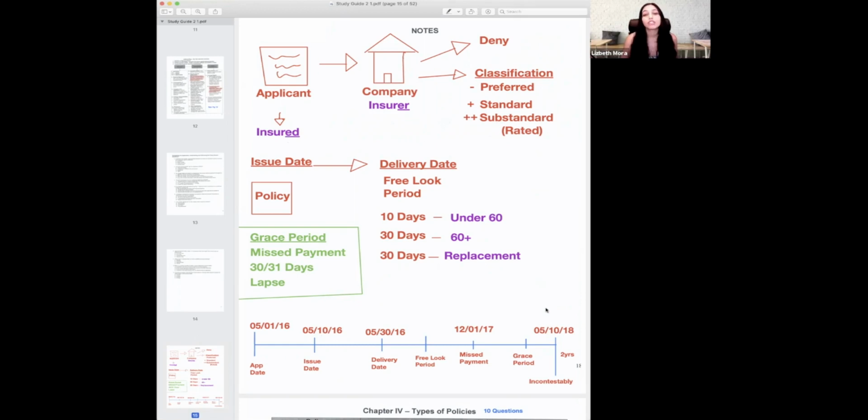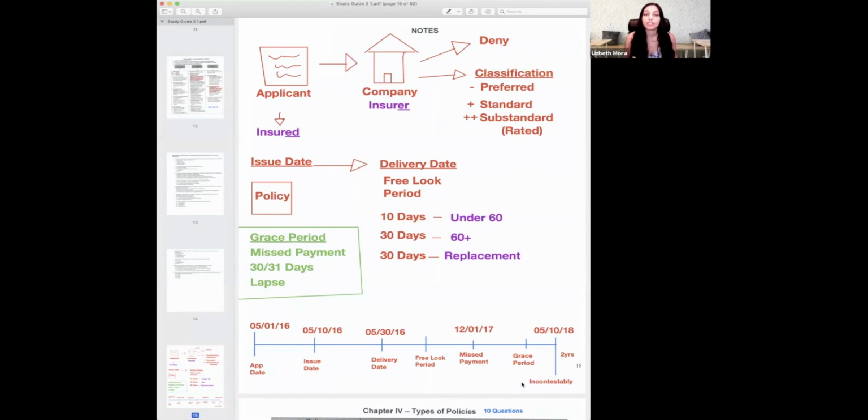Now, May 10th, 2018, how many years after the issue date? 2. After 2 years of having your policy, you get something called incontestability. Incontestability basically is like the company cannot fight the claim. In the first 2 years of your policy, if you pass away or something happens, the company can, doesn't mean they will, but they can fight the claim or find a way not to pay out the death benefit. But after 2 years, the company has to pay out the death benefit.